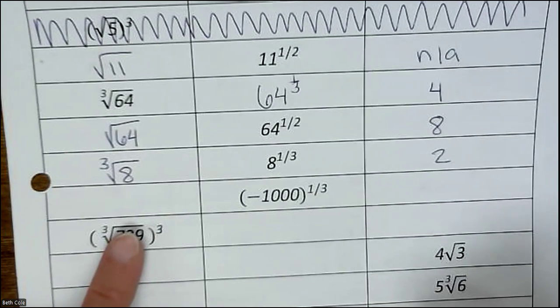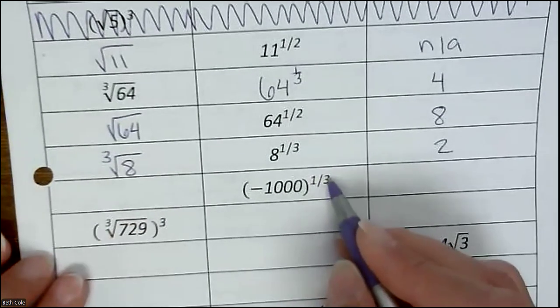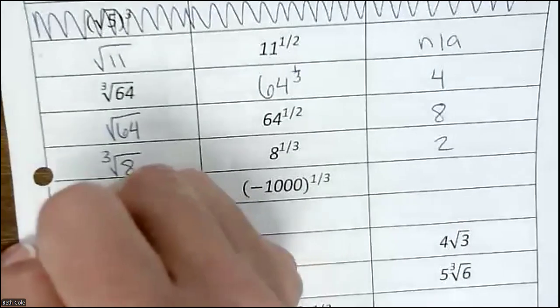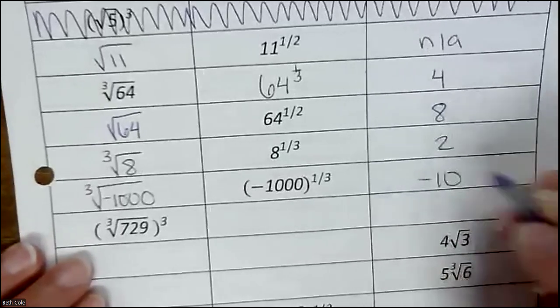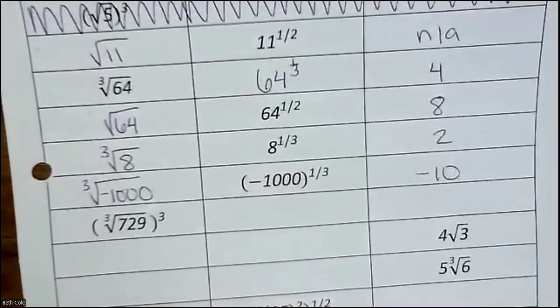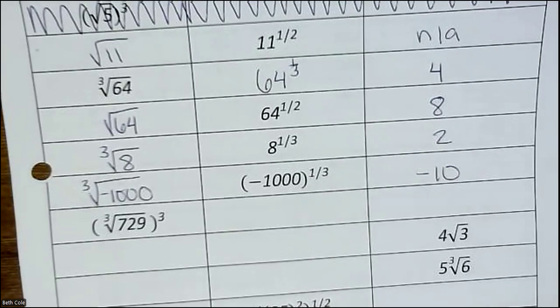It's 3 zeros. The point is, what does this 1/3 mean? Cube root of negative 1,000, which I'll go ahead and tell you is negative 10. What that means is, in case no one ever sat you down and explained this to you, 10 times 10 times 10 is 1,000 because there's 3 zeros.